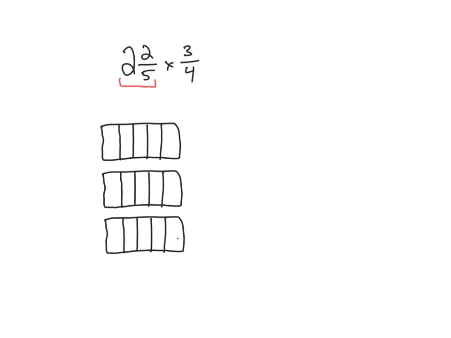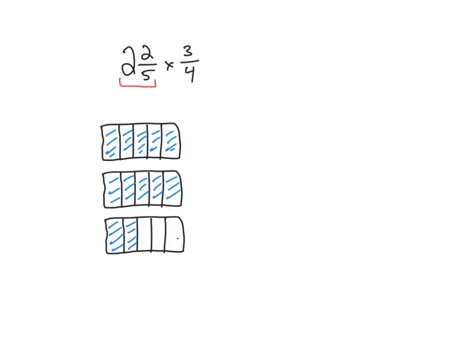So that means I'm going to go ahead and shade this like so. 2 wholes are shaded. It's helpful if you shade in different colors. I understand not all of you have multiple colors, but it really helps distinguish the shading. So there's 2 and 2/5.